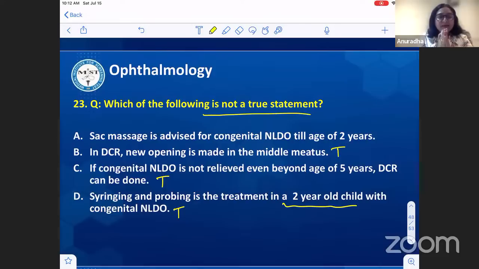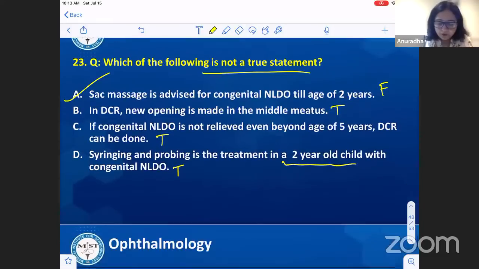But when you are doing DCR, you are creating a fistula between the lacrimal sac and the middle meatus. Sac massage is advised for congenital NLDO till age of 2 years. Now, this is false, beta. You do sac massage only if the child is up to 9 months. So, A is the wrong statement here, which is your answer.